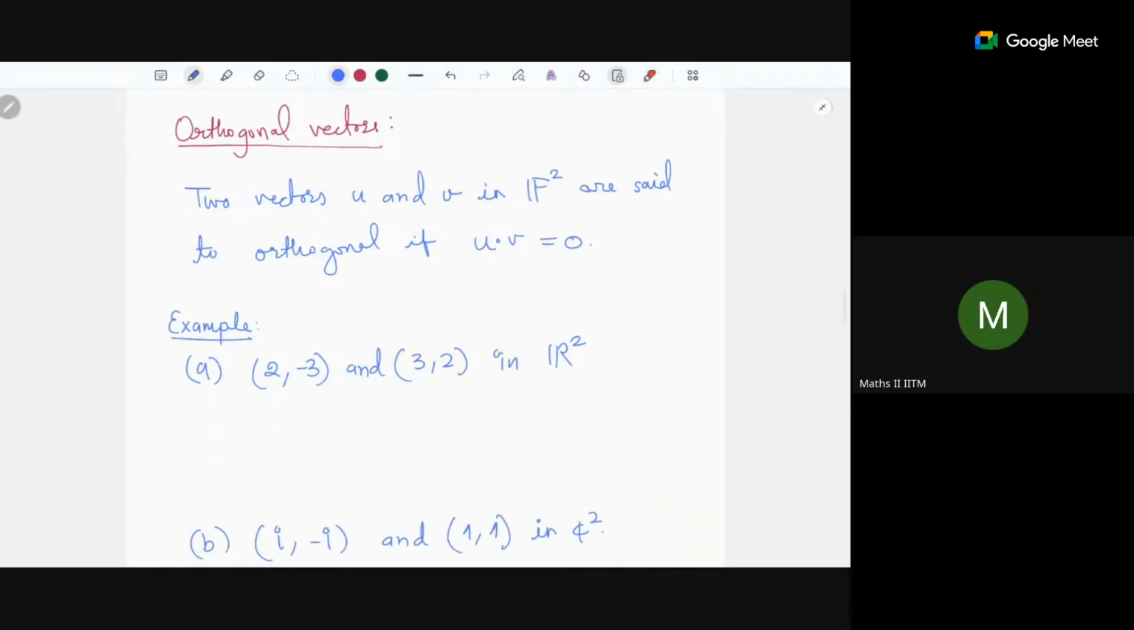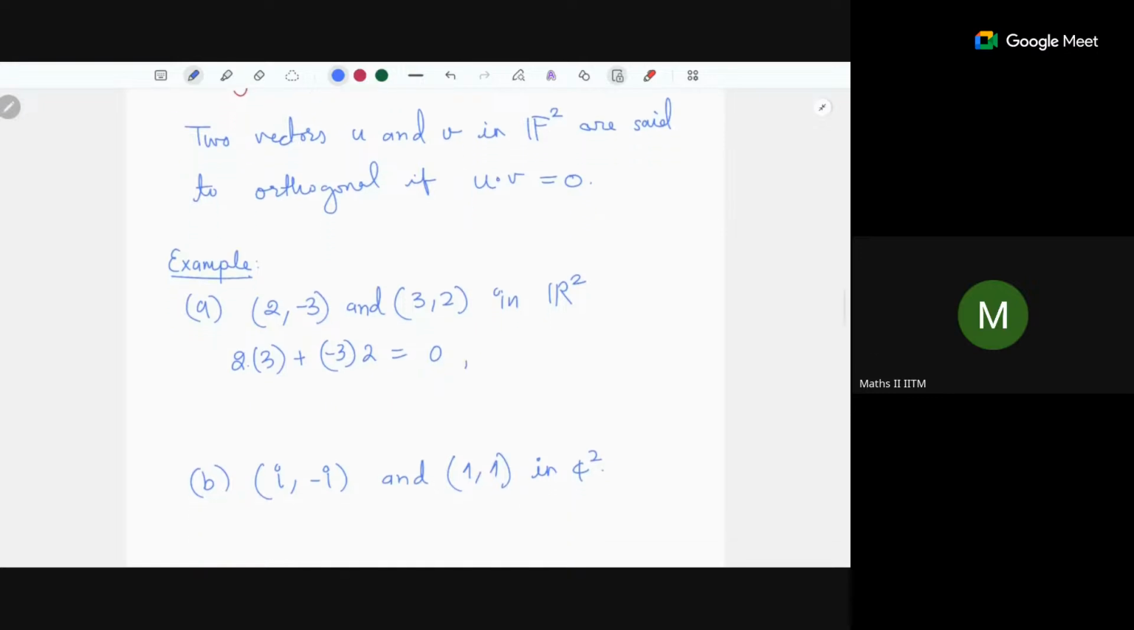So let's take this example. Are these two vectors, because these two vectors are in R2, I will be taking the inner product for R2. Are these two vectors orthogonal to each other? Let's see. It is 2 times 3 plus minus 3 times 2. So it is 0. Right, so they are perpendicular. That means (2, 3) is perpendicular or orthogonal to (3, -2).